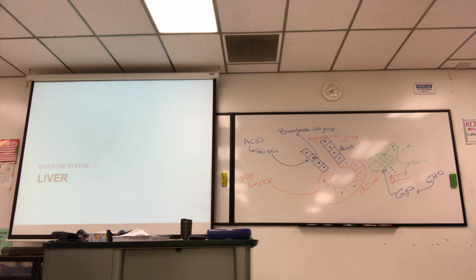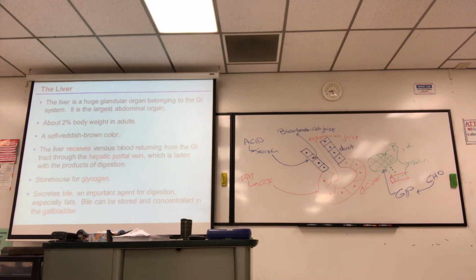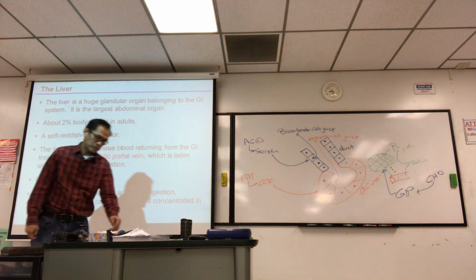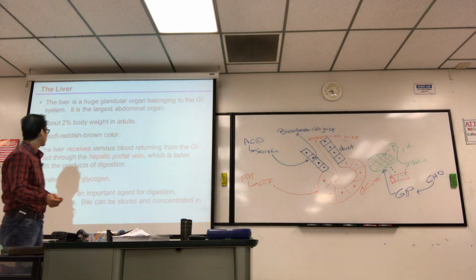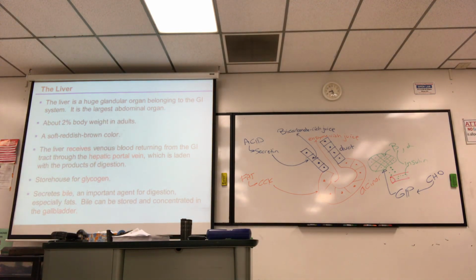All right, well, the liver is the largest solid organ of the body. It's huge. That's what I say first. It's huge. About 2% of your body weight. It's got a nice brown color. It receives venous blood returning from the GI tract. That's one major thing. It's receiving venous blood.